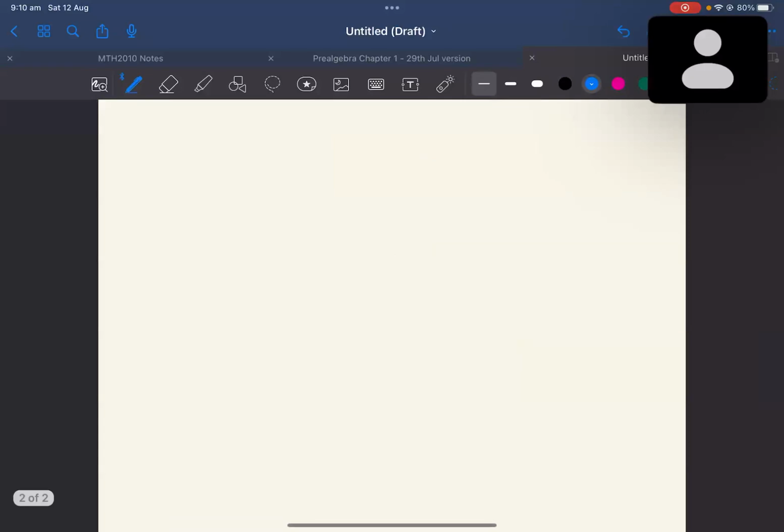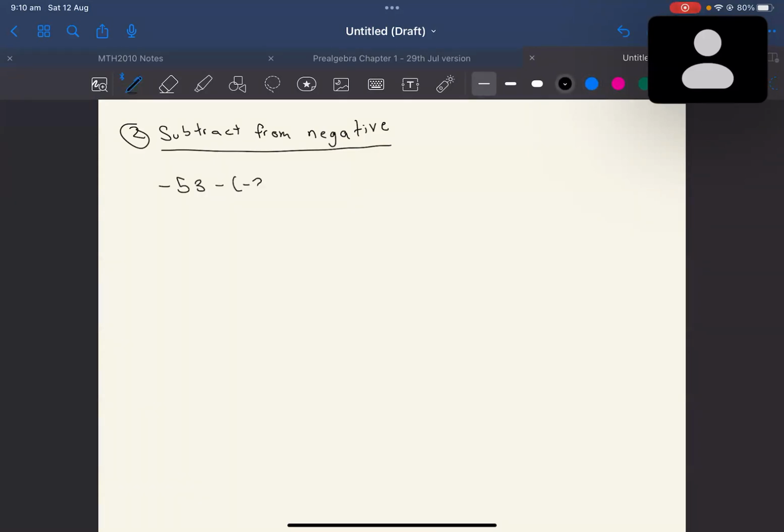Now, the trickier one that I saw a lot more people struggle with is subtracting from a negative. So the first number is a negative number. For example, we start with, say, negative 53 minus negative 29. How do you do this?